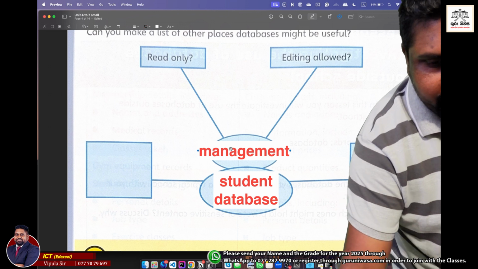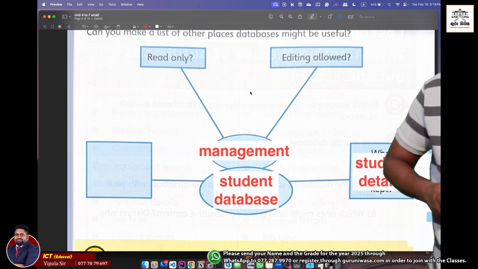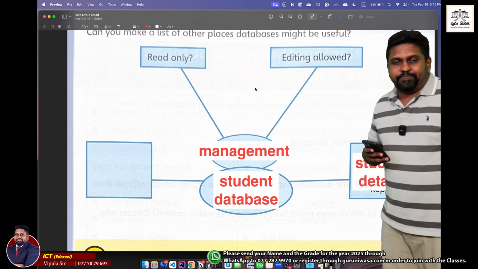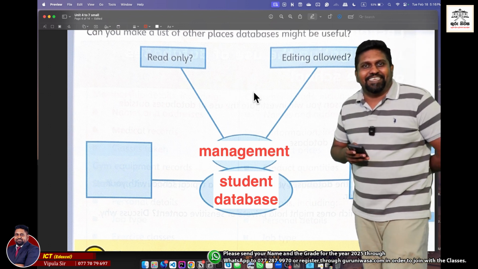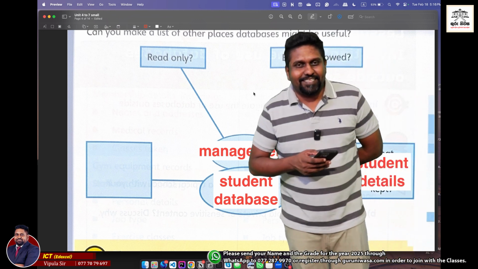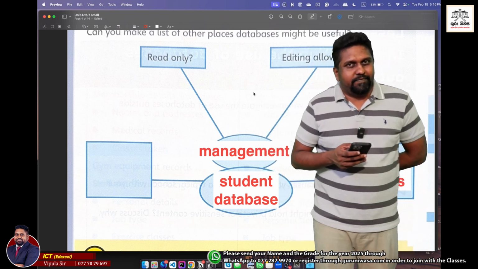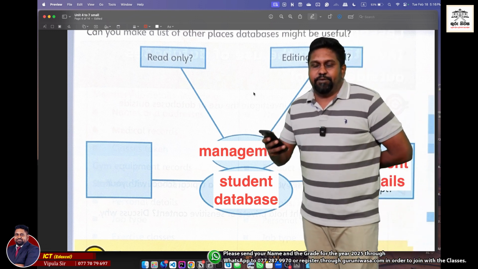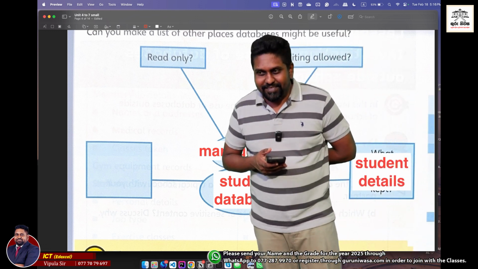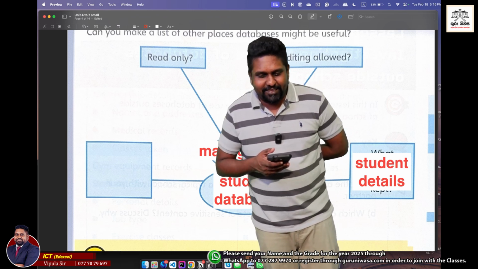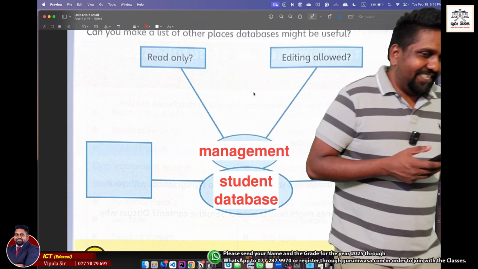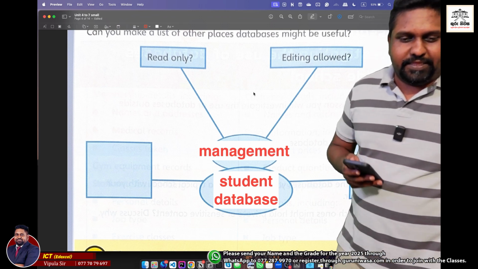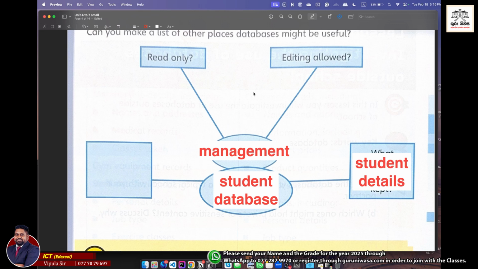Okay, and then what about the condition? Do we need this to be editable, or is it going to be read only? Read only means you can only view it. Yes. It will be read only. It should be read only. Okay.